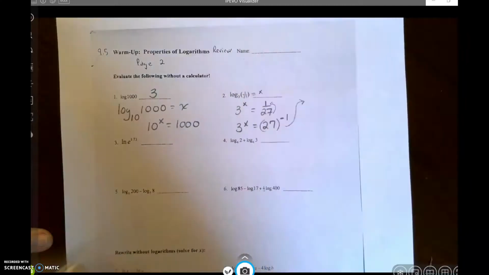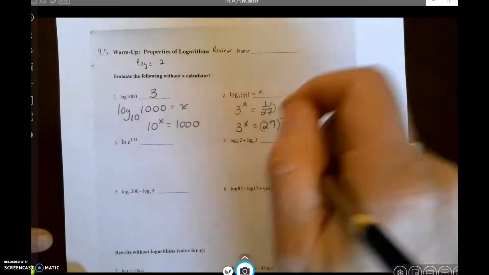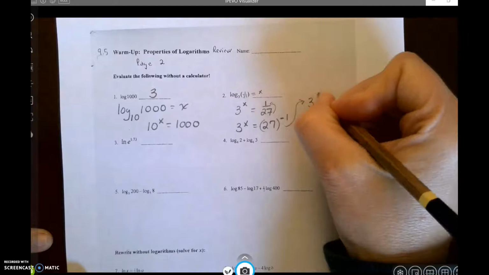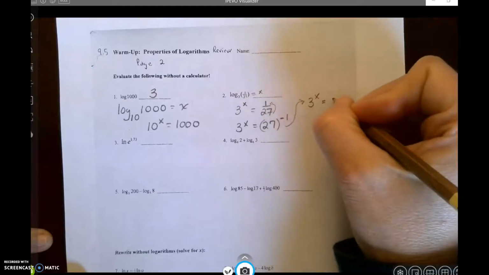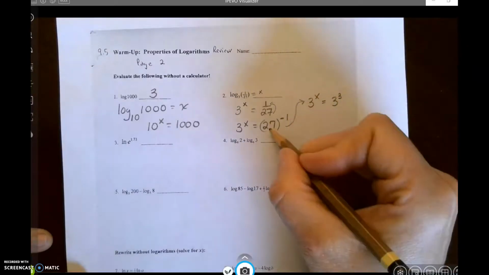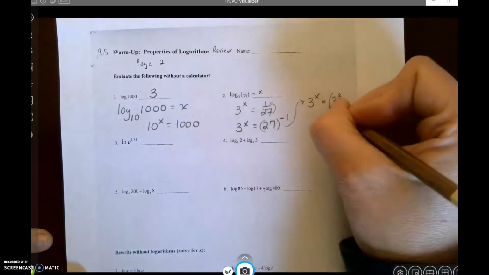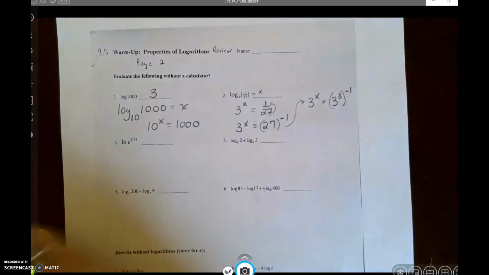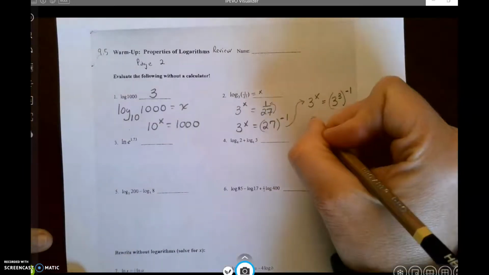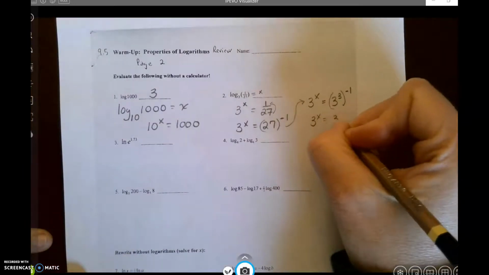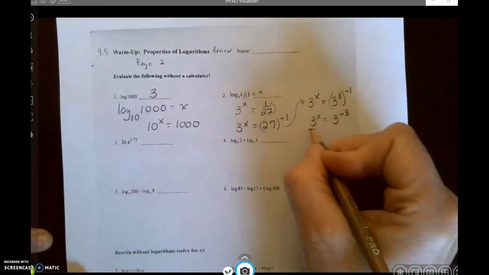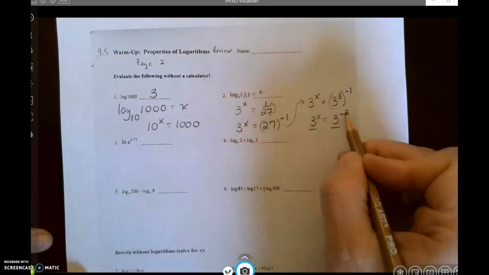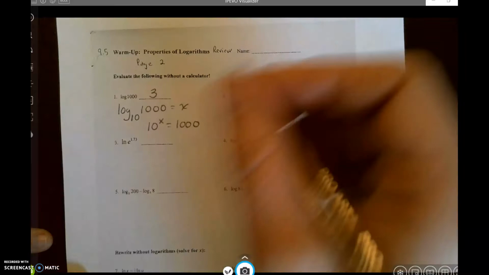All right, so then I'm going to write each of these using a base of 3. 3 to the x equals 3 cubed, because I know that 27 is 3 cubed, to the negative first. Power to a power, we multiply, so 3 to the negative third. They have the same base, so x equals negative 3.